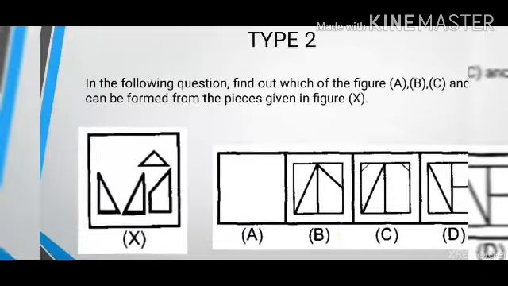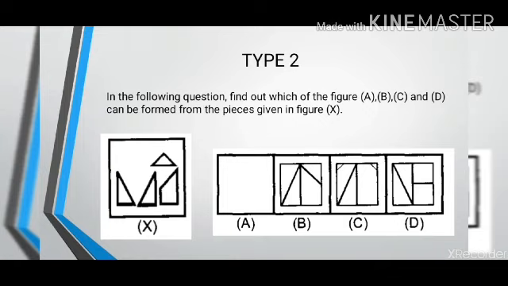Very small boxes and triangles are there that are counted as two different pieces. Now option C can be eliminated because 5 pieces are there, and in figure X we have only 4 pieces with us.